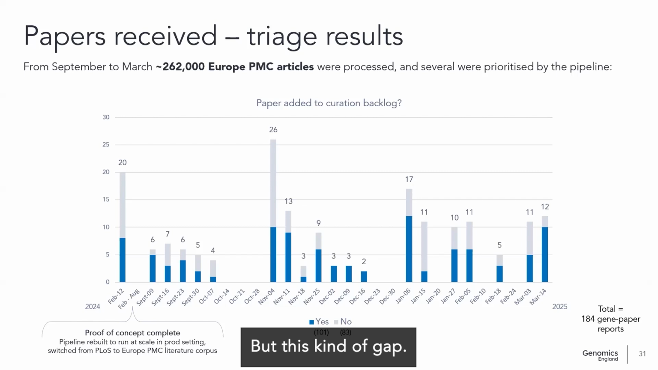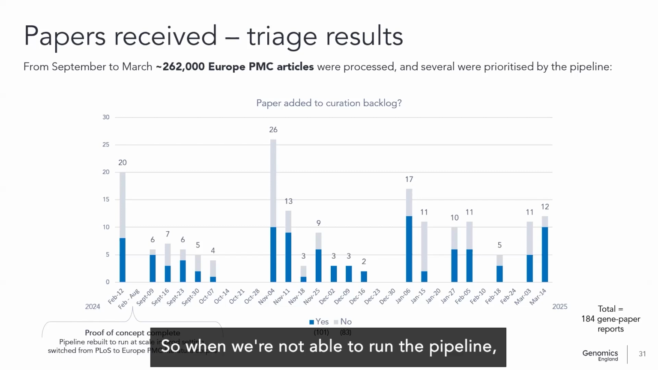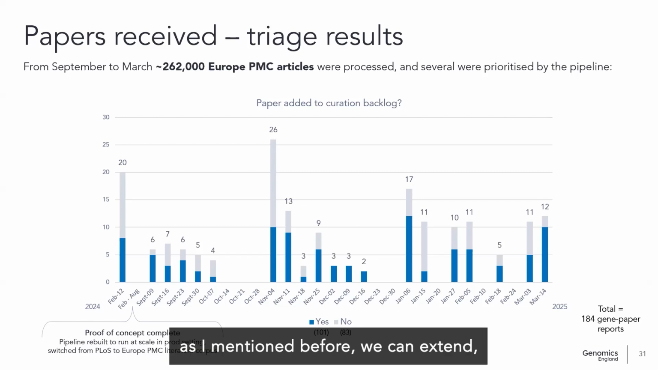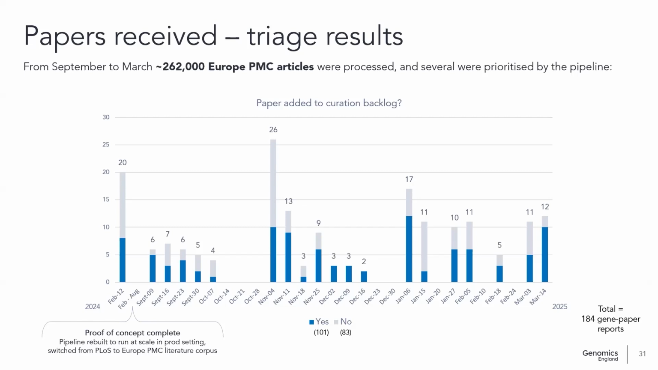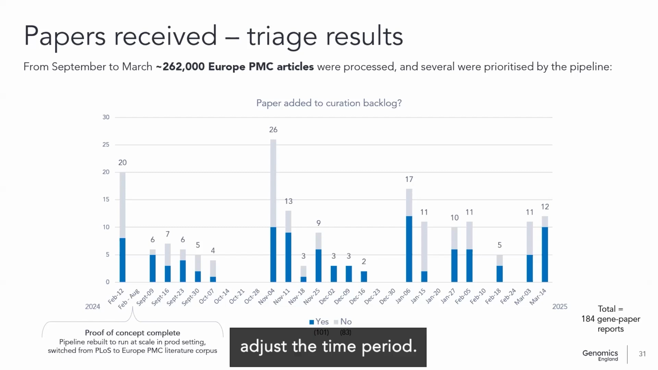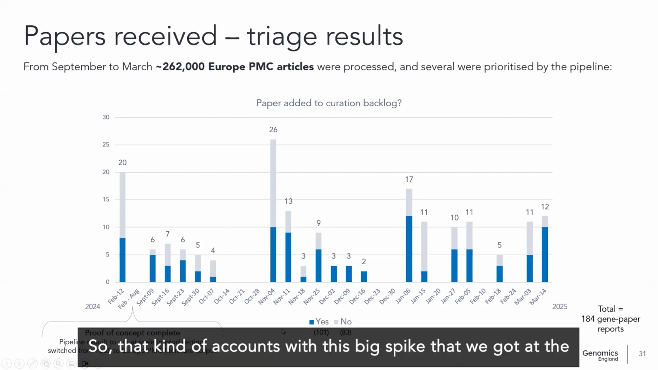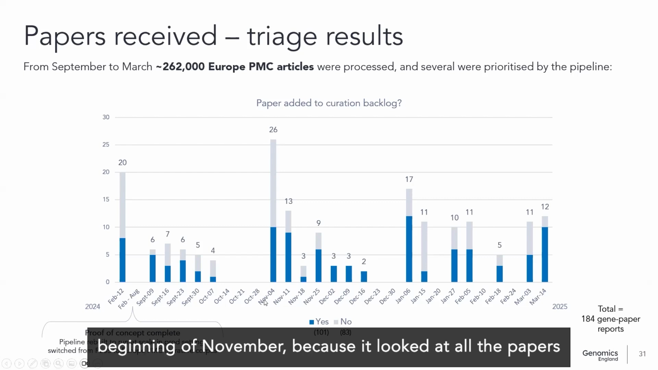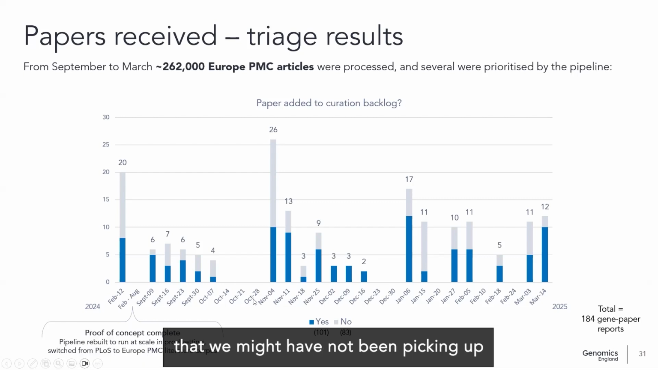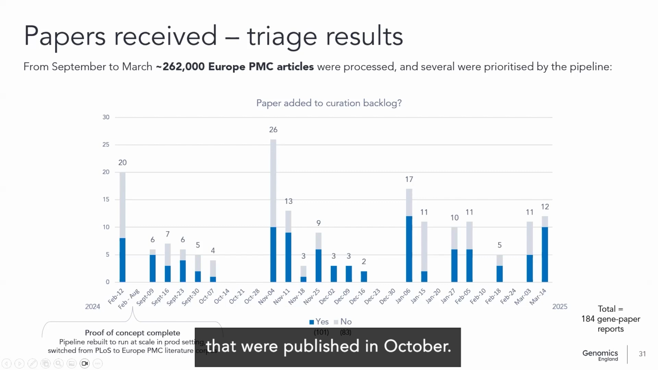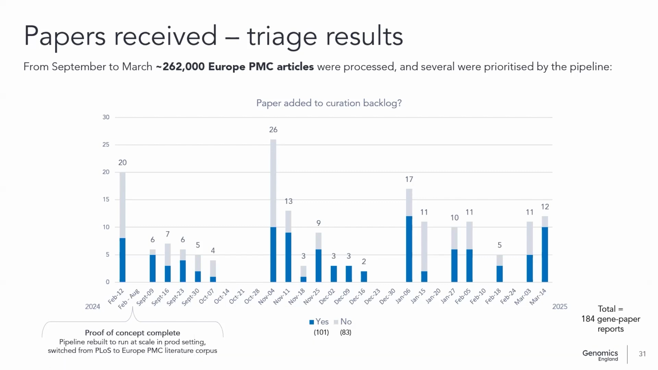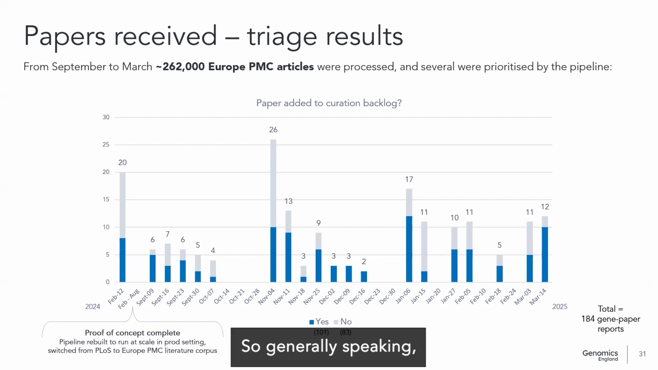But for this kind of gap, when we're not able to run the pipeline, as I mentioned before, we can extend and adjust the time period. So that accounts for this big spike that we got at the beginning of November, because it looked at all the papers that we might not have been picking up that were published in October.